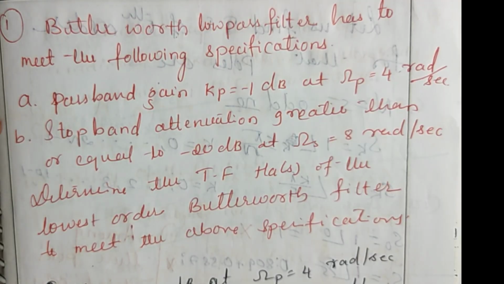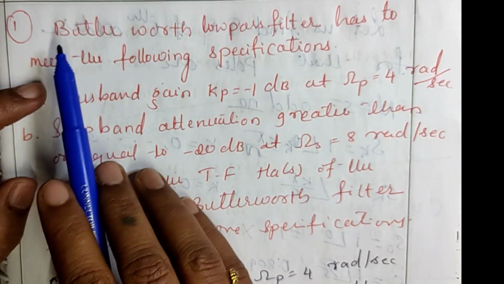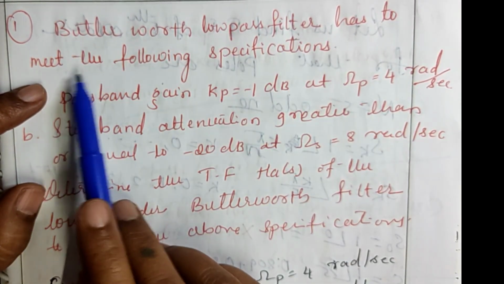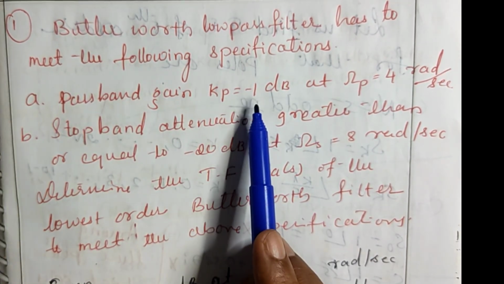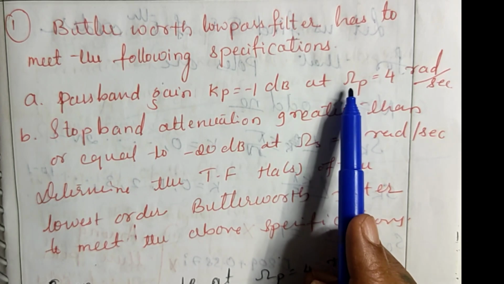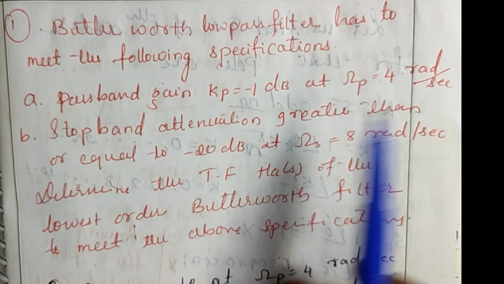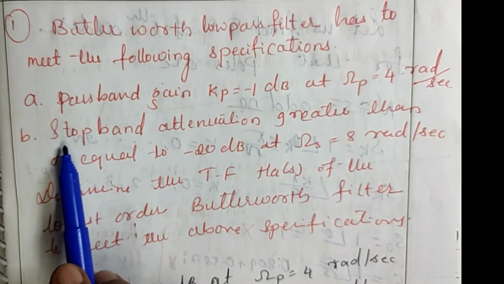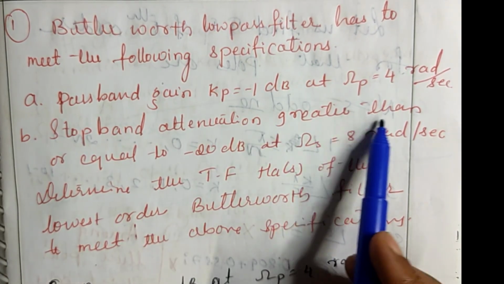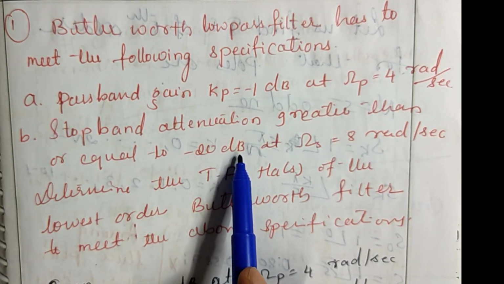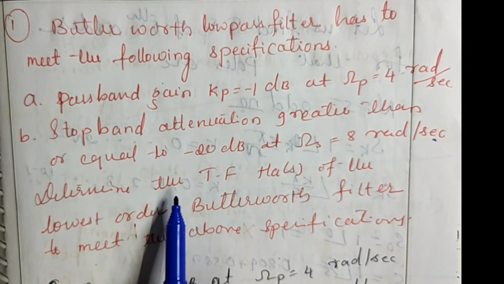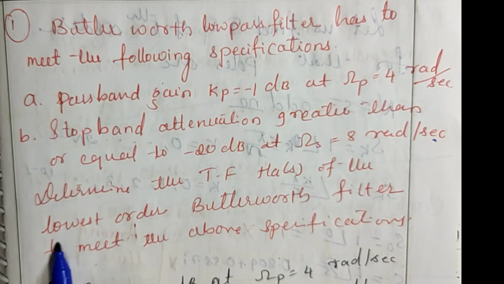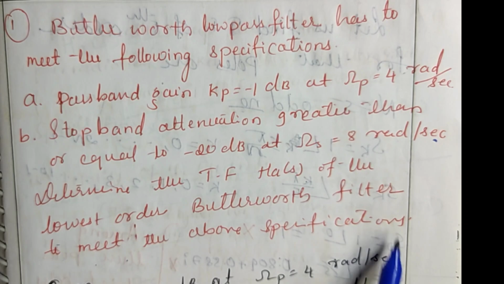We'll see one example for this design. A Butterworth low pass filter has to meet the following specifications. First, passband gain Kp is equal to minus 1 dB at ohm P is equal to 4 radian per second. Second, they have given the information, stop band attenuation greater than or equal to minus 20 dB at ohm S is equal to 8 radian per second. Determine the transfer function HA of S of the lowest order Butterworth filter to meet the above specifications. This is the question.